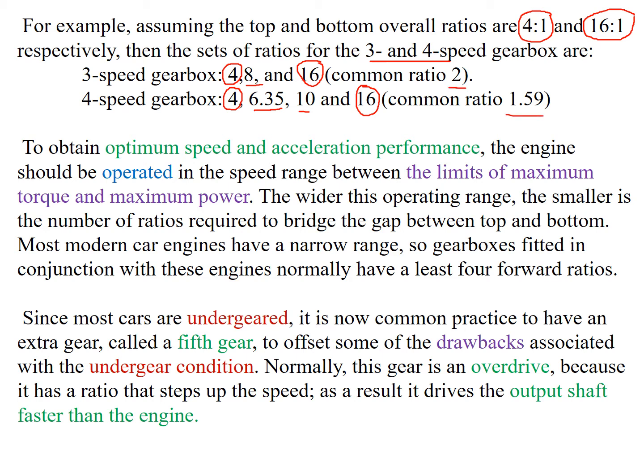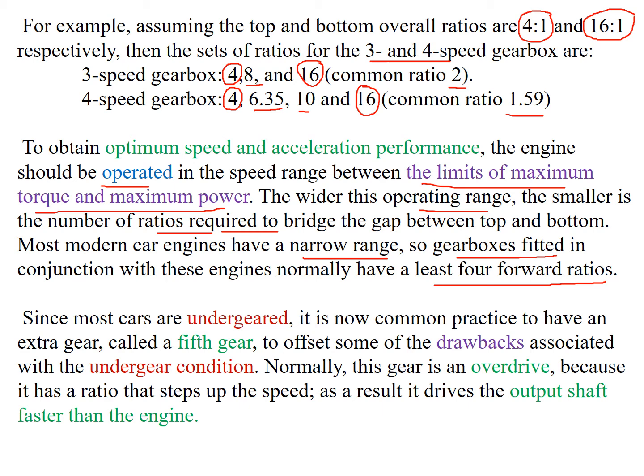To obtain the optimum speed and acceleration performance, the engine should be operated in the speed range between the limit of maximum torque and maximum power, between these. So the wider this operating range, the smaller the number of ratios required to bridge the gap between top and bottom. Most modern car engines have a narrow range, so the gearbox fitted in conjunction with these engines normally has at least 4 gear ratios.